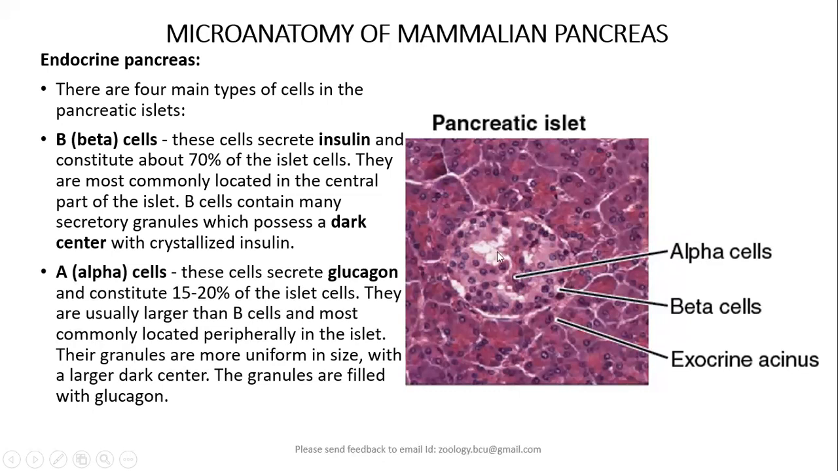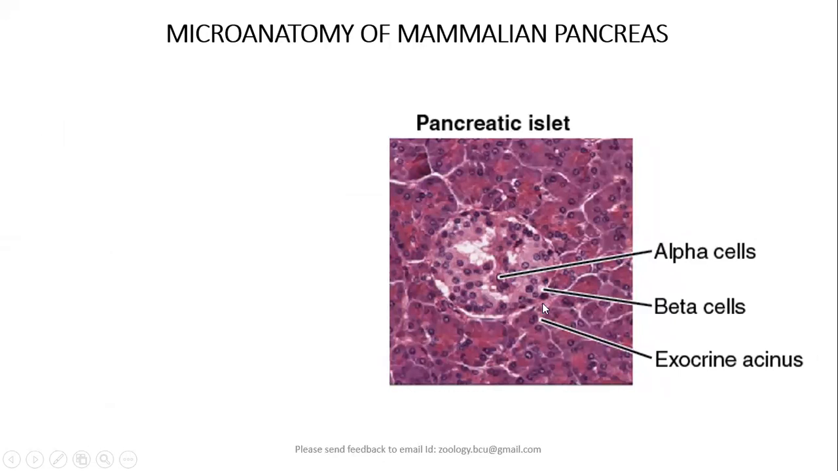Apart from the beta cells, we also see alpha cells. These alpha cells secrete glucagon, but they are few in number. That means they constitute only 15 to 20% of islets of Langerhans, but they are usually larger than the beta cells. And they are most commonly located in the peripheral region of the islets. Their granules are more uniform in size, and they also have a large dark central nucleus, and the granules are filled with glucagon.